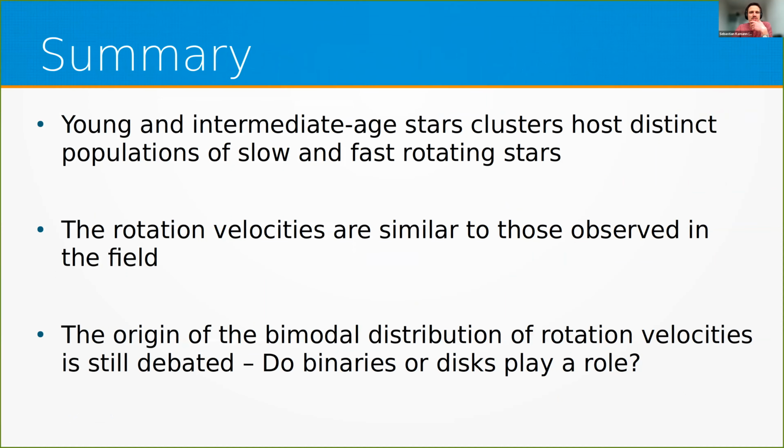All right, this brings me to my summary. I wanted to illustrate how we really think that young and intermediate age star clusters host distinct populations of slow and fast rotating stars. And these rotation velocities aren't that extreme after all, but are actually quite similar to those observed in the field. But what causes them is still a matter of debate. Especially the question is: do binaries play a role, or maybe do disks play a role?